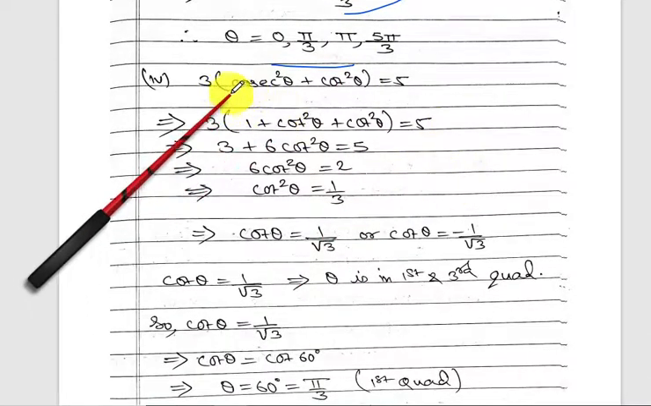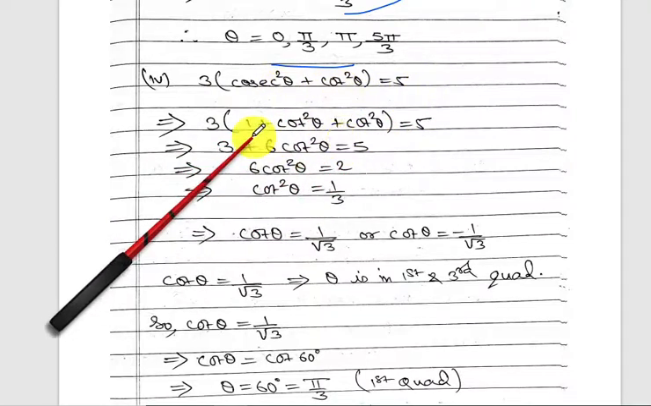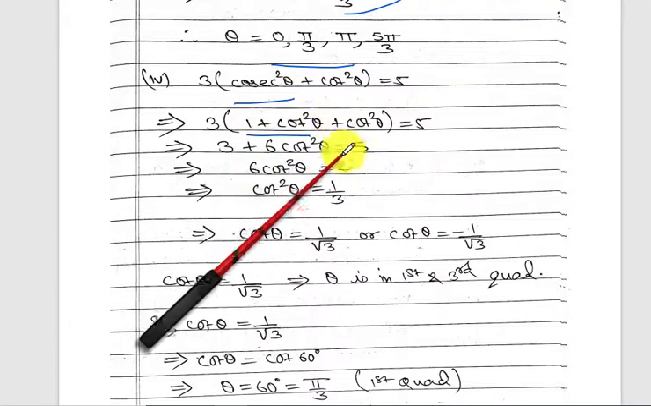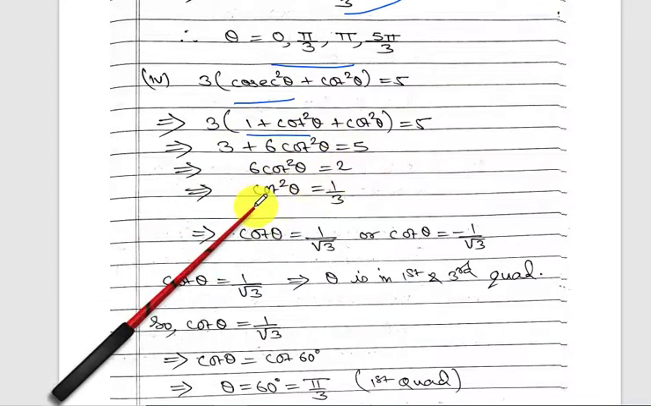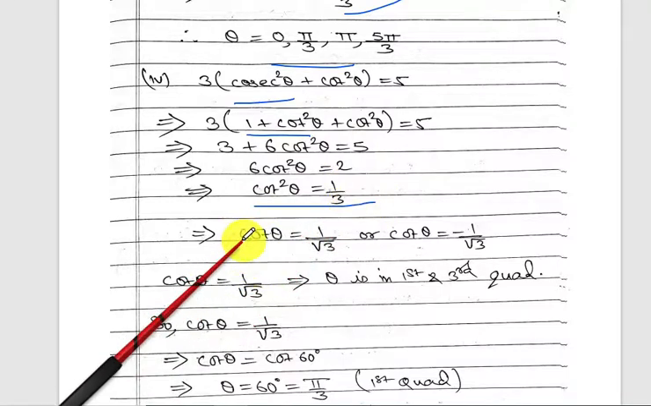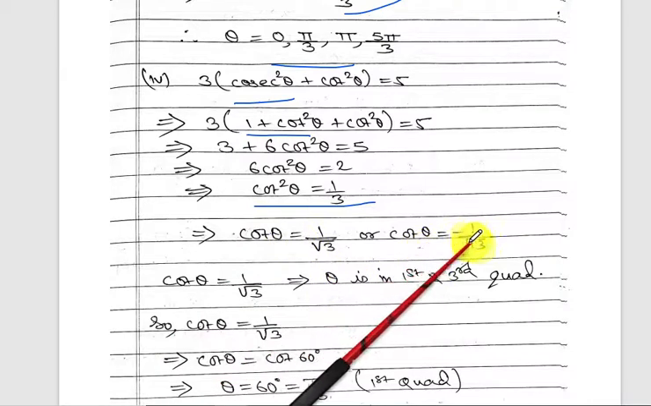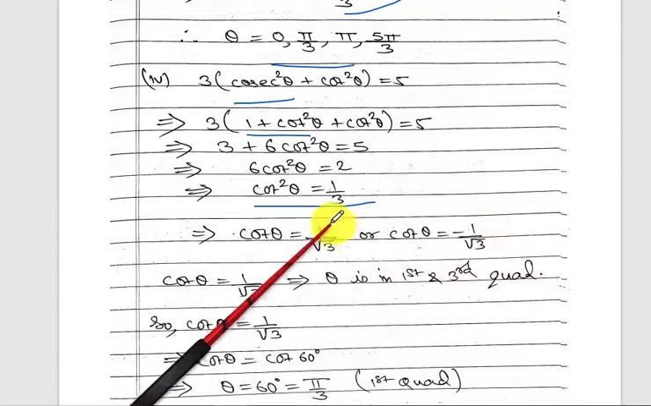3 times in bracket cosec square theta plus cot square theta equal to 5. This cosec square theta can be written as 1 plus cot square theta. Open the bracket and you will get cot square theta equal to 1 by 3. Okay, so you get cot theta equal to 1 by root 3 or cot theta equal to minus 1 by root 3. Okay, so firstly we'll consider this.